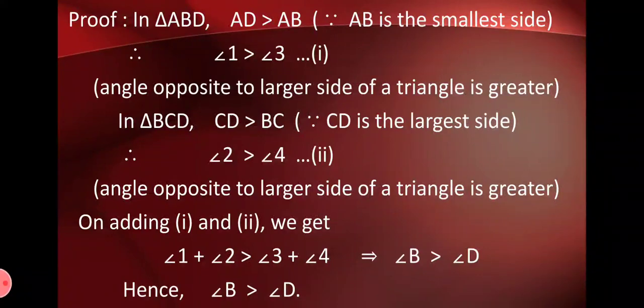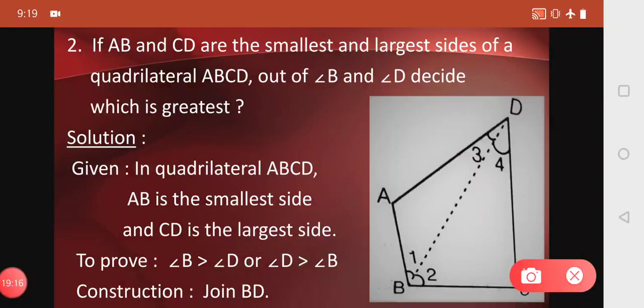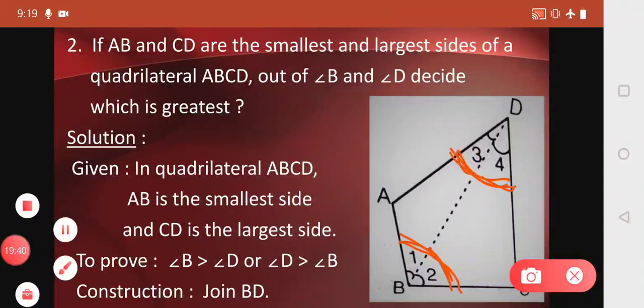Let's see this in the figure also. Yes, we can see in the figure that this is angle 1 and this is angle 2. When we add these two angles, we get the whole angle B. Similarly, when we add angle 3 plus angle 4, we get the whole angle D. Therefore, we get angle B greater than angle D.